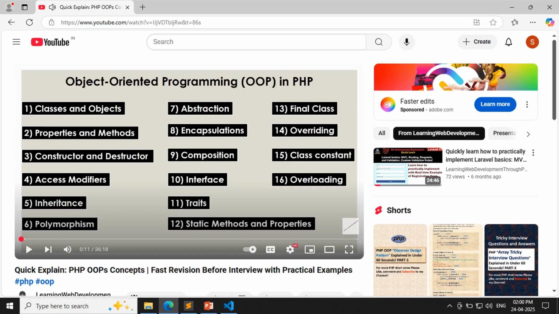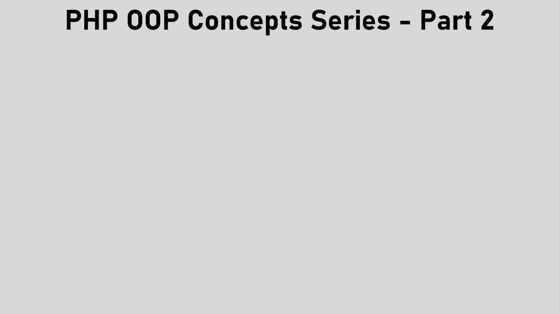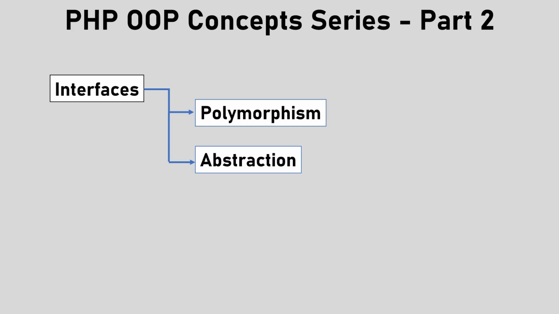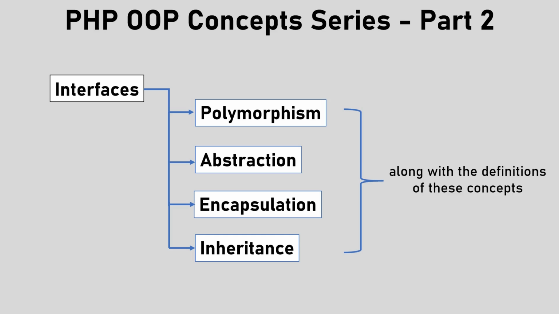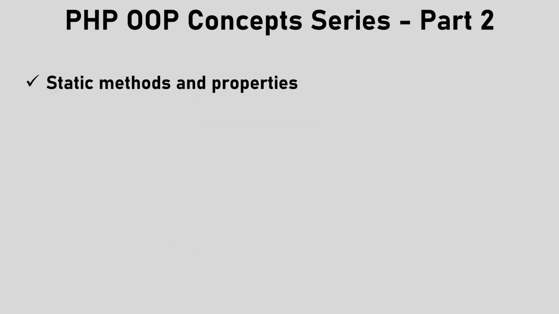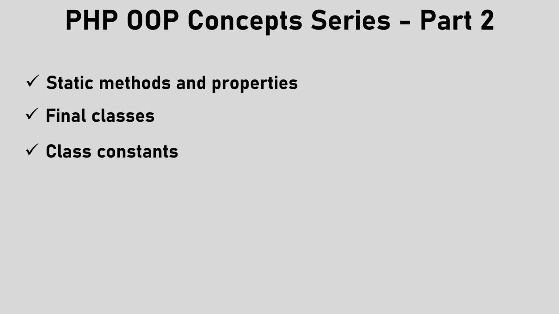If you haven't watched part 1 yet, I encourage you to do so for a better understanding. In this session, we will discuss how interfaces enable polymorphism, abstraction, encapsulation, and inheritance, along with the definitions of these concepts. Additionally, I will explain static methods and properties, final classes, class constants, and method overloading, all with practical examples.